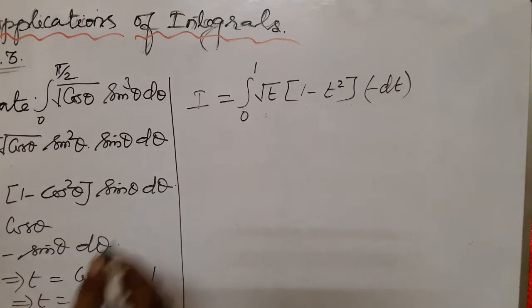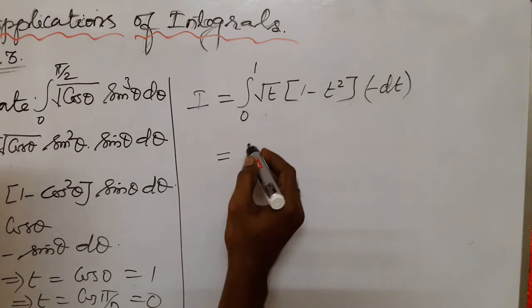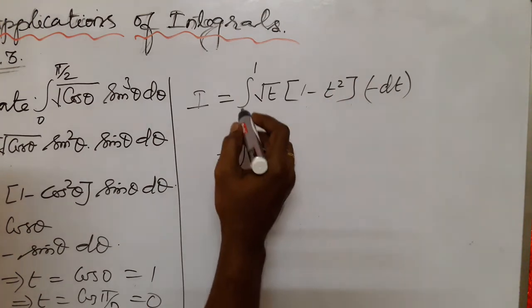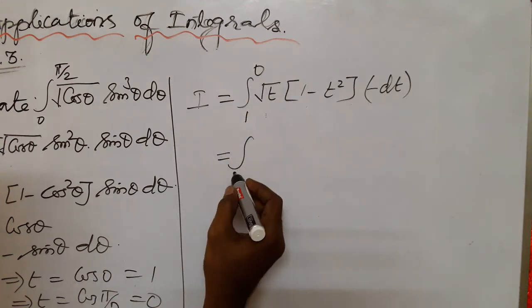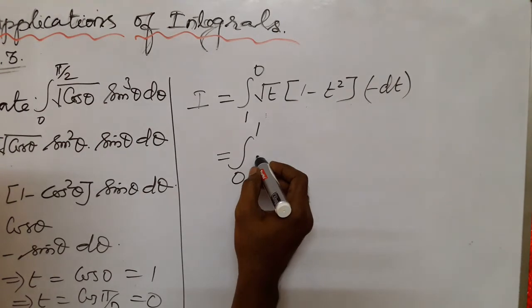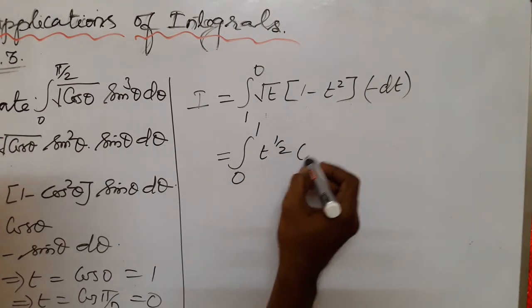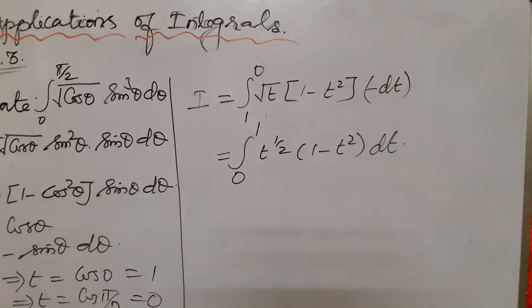So now it is written as, when you are interchanging the limits, the negative sign is cancelled. So it is 1 to 0, that can be written as 0 to 1 and the negative sign cancelled. So it is t power 1 by 2 into 1 minus t square into dt, right?